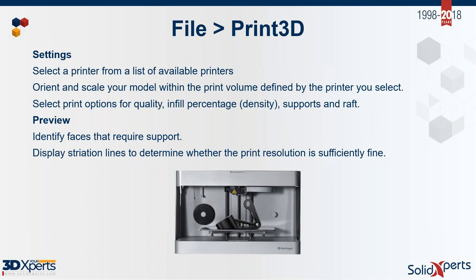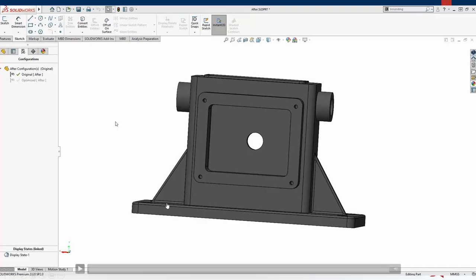What I like is the preview, so I can see which faces are going to require support. And I can also see the layer height. If I have a very minimal layer, I can see how smooth the domed faces may be, versus if I have a very thick layer height, I can see those striations, that layering, the stepping on domed faces. So again, we'll grab a video and I'll show that to you.